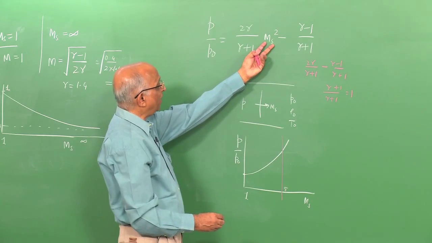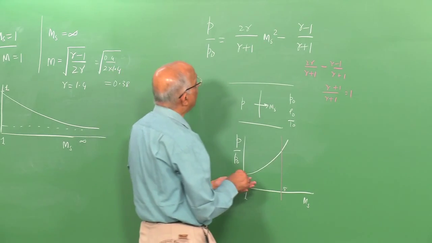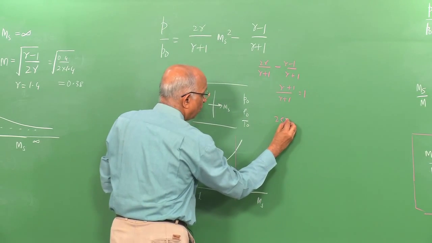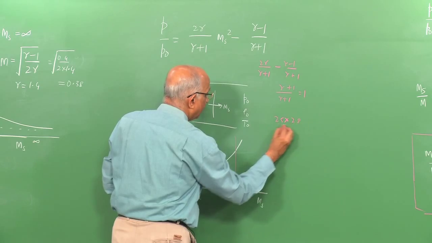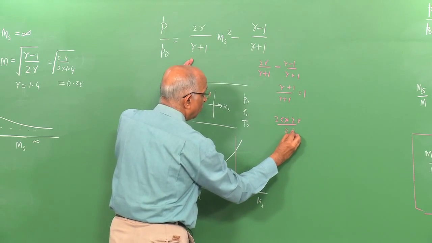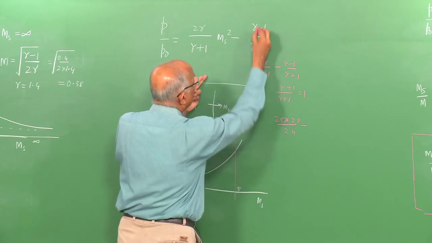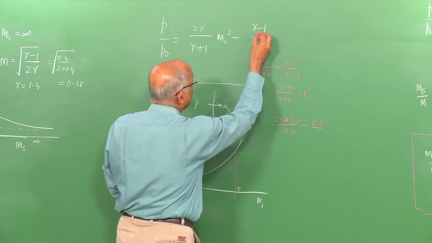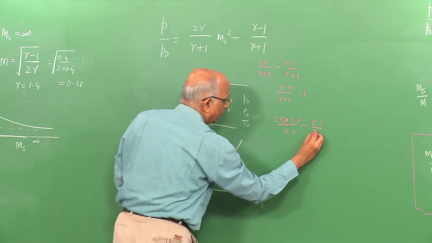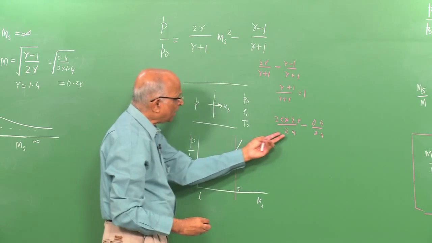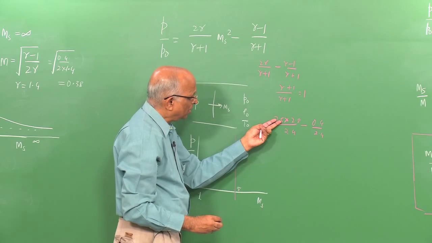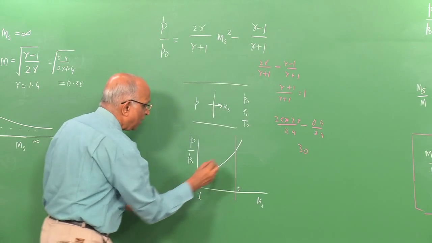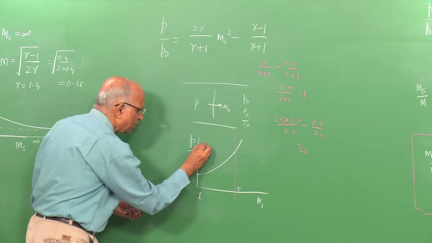Well, this becomes 25, 5 5s are 25. Let us put the value down: 25 into 2 into 1.4 for air, 2.8, divided by 2.4 minus... I get 0.4 divided by gamma minus 1, that is 1.4 minus 1, I get 2.4. If I look at this, it is something like 10 times 28, something like 29 or 30 is the value. That means at a value of 5, I get a pressure ratio of 30.